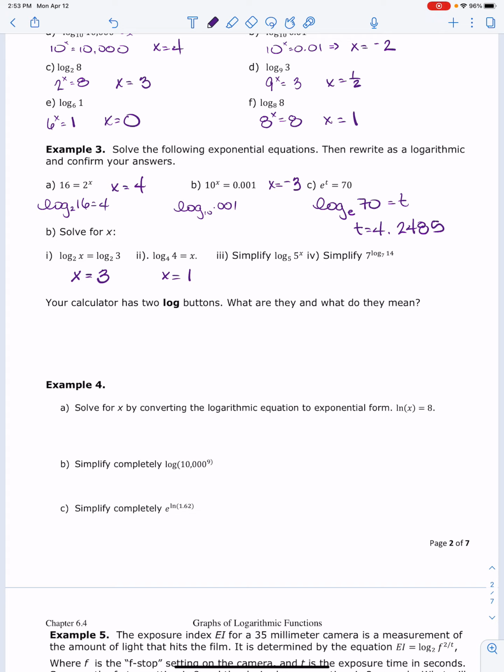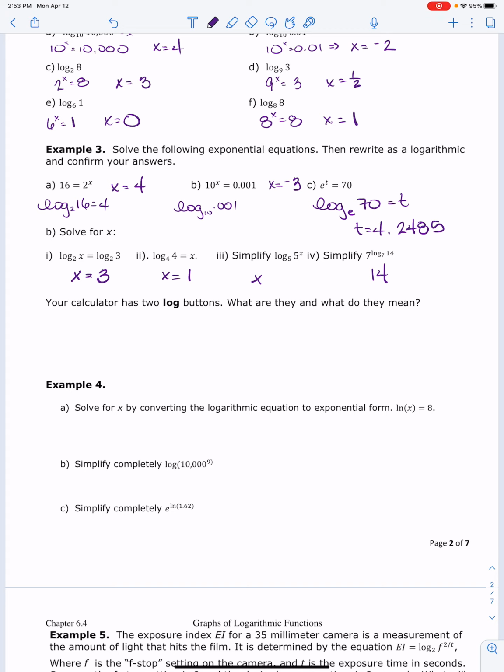Log base 5 of 5 to the x. Remember that log base 5 and that exponential base 5 cancel each other out, and we end up with just x. 4, we've got 7 raised to the log base 7 of 14. Again, that exponential and the logarithm cancel each other out. We get 14.